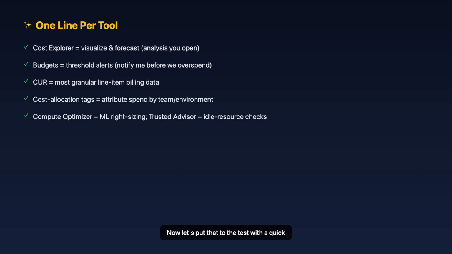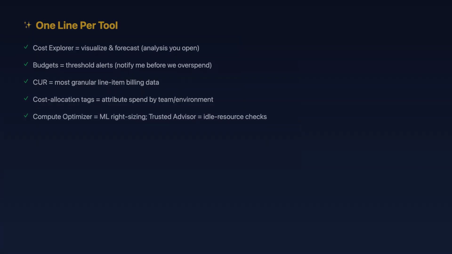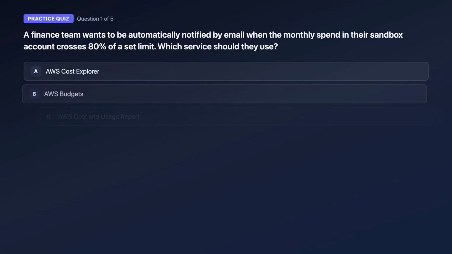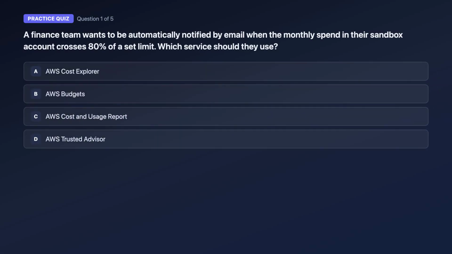Now let's put that to the test with a quick 5-question quiz. Question 1. A finance team wants to be automatically notified by email when their monthly sandbox spend crosses 80% of a set limit. Which service should they use? Is it A, Amazon Web Services Cost Explorer? B, Amazon Web Services Budgets? C, the Amazon Web Services Cost and Usage Report? Or D, Amazon Web Services Trusted Advisor? Run the keyword rule before you answer.